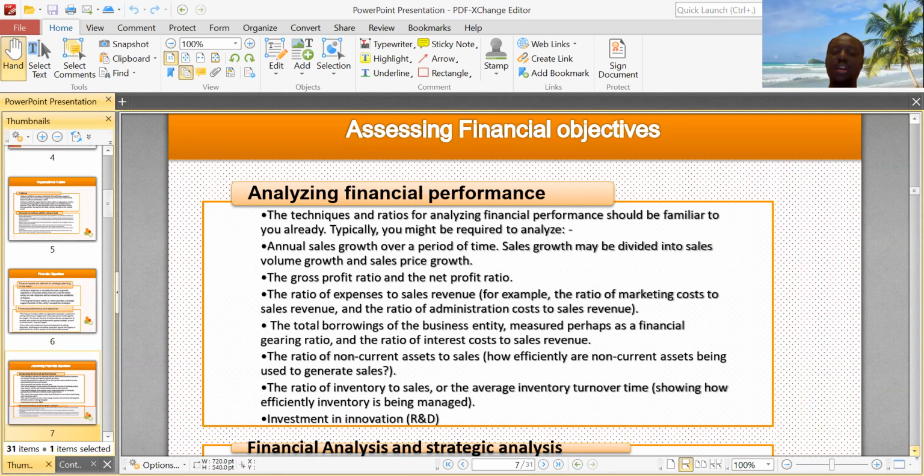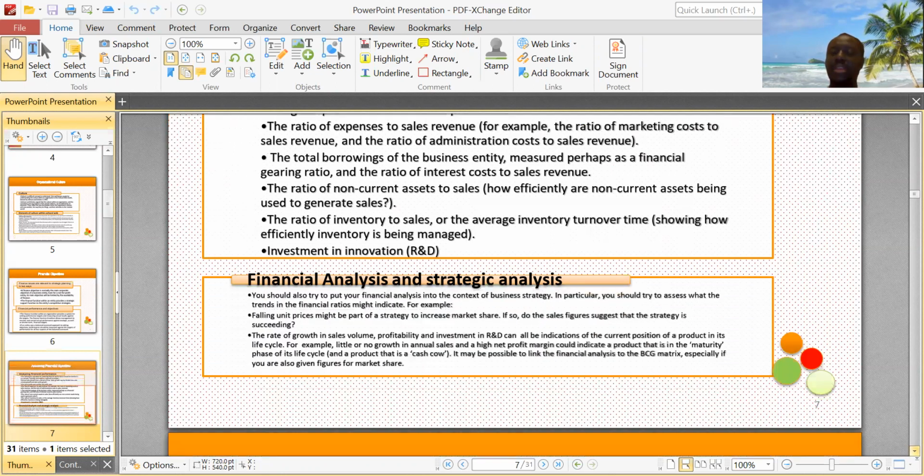You also have the ratio of non-current assets to sales. Here, you are talking about how efficiently non-current assets are being used to generate sales. So that's also a key ratio. You also have the ratio of inventory to sales, or the average inventory turnover time, which shows how efficiently inventory is being managed. Then another one is investment in innovation or R&D.